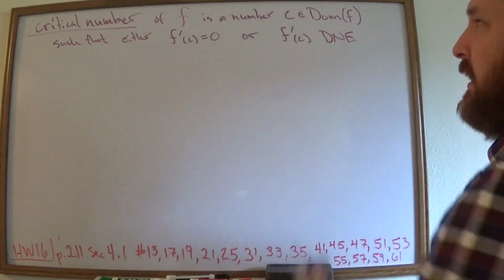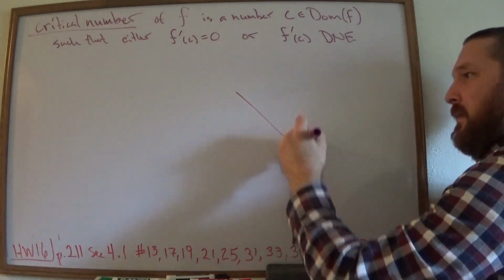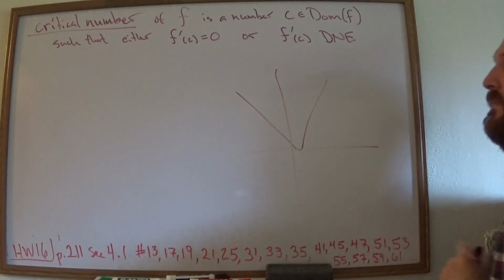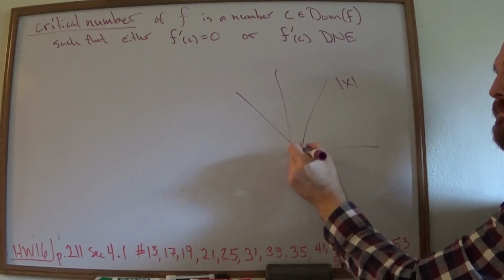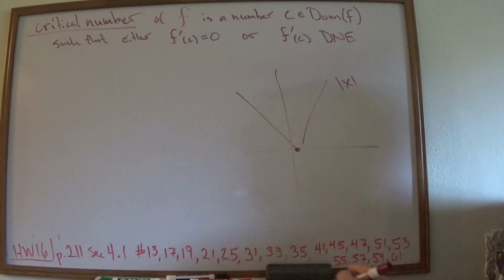So we just saw that the derivative does not exist for absolute value of x at 0. And so it's a critical number because the derivative doesn't exist there.